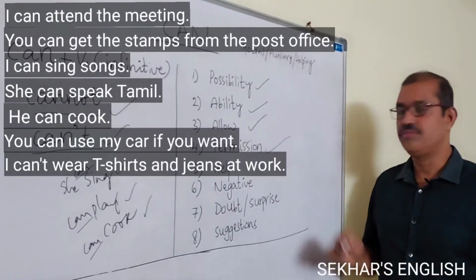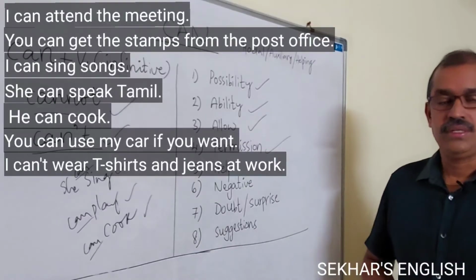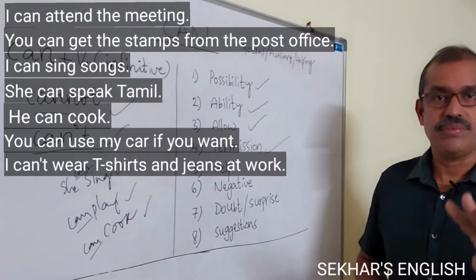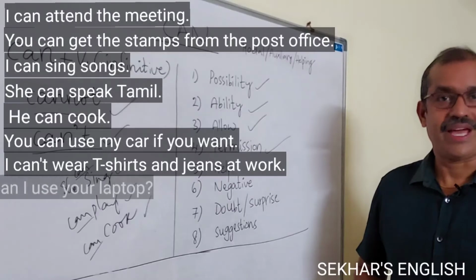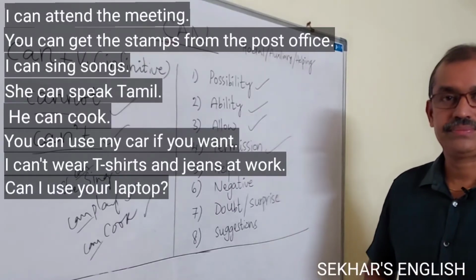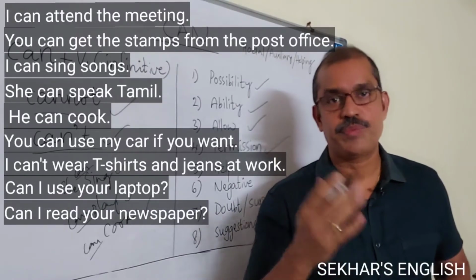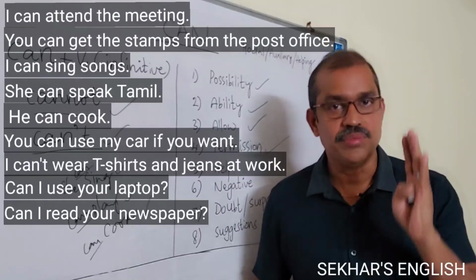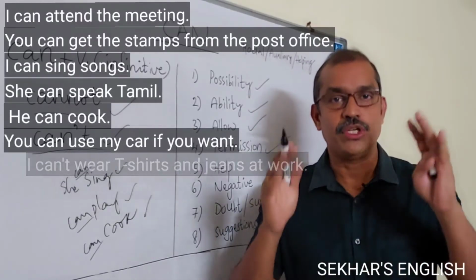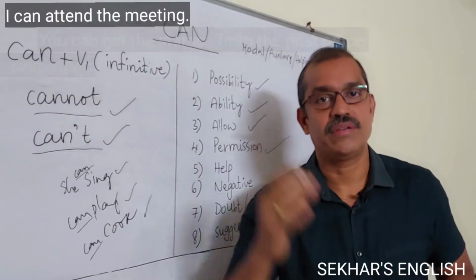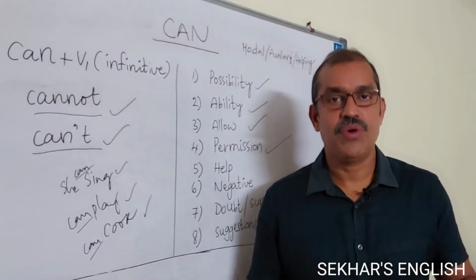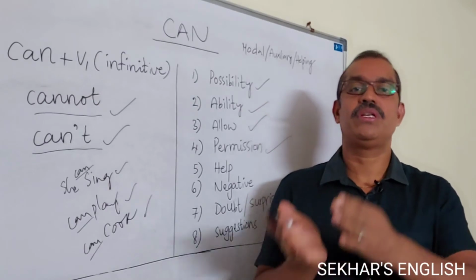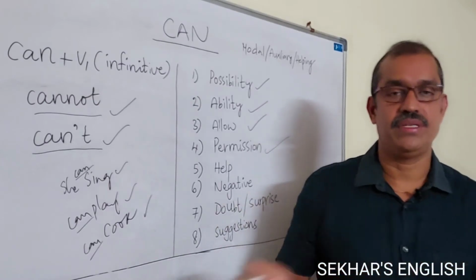Let's go for the next one, permission. It's used to ask permission. Can I use your laptop? Can I read your newspaper? Friends, here for asking permission, we have to use can in question form. If you want to make it a question, you just put can in the beginning of the sentence, right?